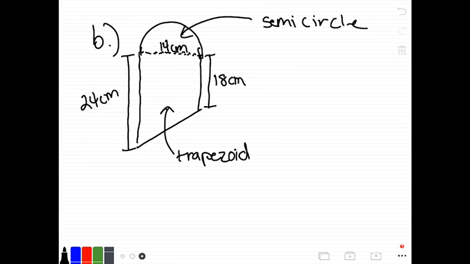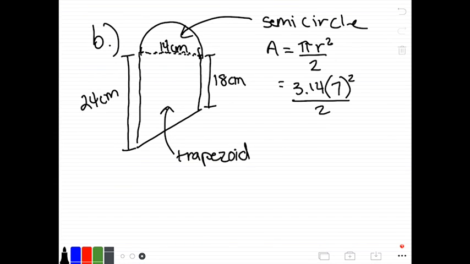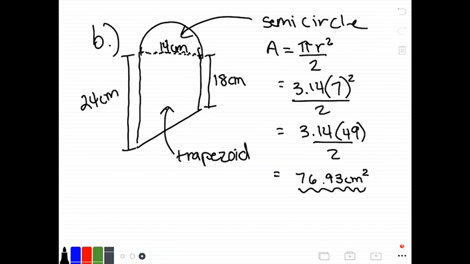Let's start with the area of the semicircle. So you know area of a whole circle is pi r squared. A semicircle would be pi r squared divided by 2. So we have 3.14 for pi. If 14 is our diameter, that means our radius is 7. Your next step is to square 7. 7 times 7 is 49. When you multiply pi times 49 and then divide by 2, you get 76.93. And that would just be for the area of the semicircle.